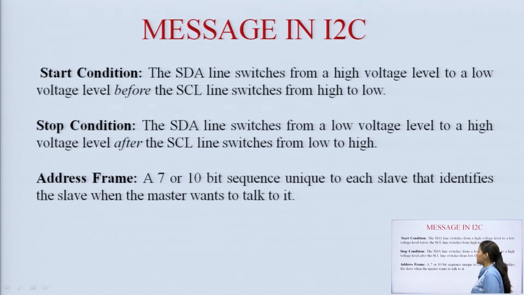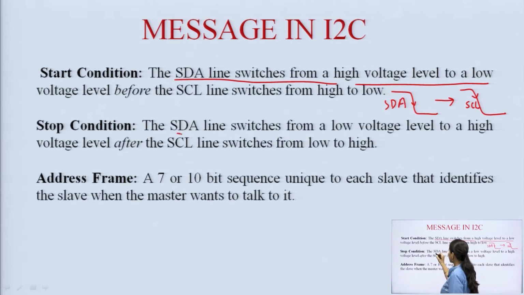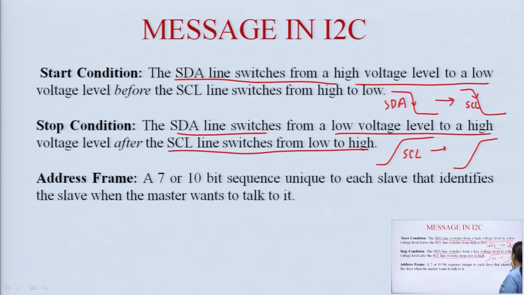We will have a look at each of these one by one. In the start condition, as I already told, the SDA line switches from high to low before the SCL line switches from high to low. That is, first SDA goes low, and after that SCL will go from high to low. Then for the stop condition, the SDA line switches from low to high after the SCL line switches from low to high. That is, first SCL will go from low to high, then after that SDA will go from low to high.